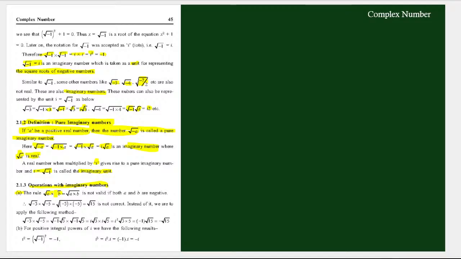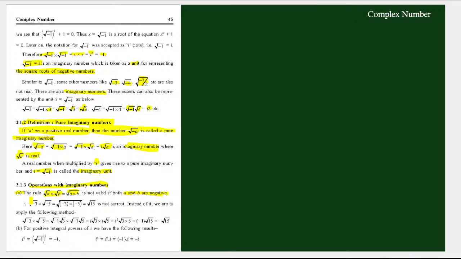Root a into root b is equal to root over a into b. This will not be valid if both a and b are negative. Earlier we used to say that if there is a negative number then we multiply the negatives, right? But in case of imaginary numbers, this will not be valid. तो ये ध्यान रखना है. You have to keep in your mind, when we are dealing with square root of a negative number, then we need to remember this rule.